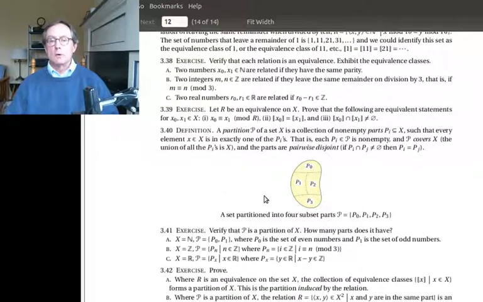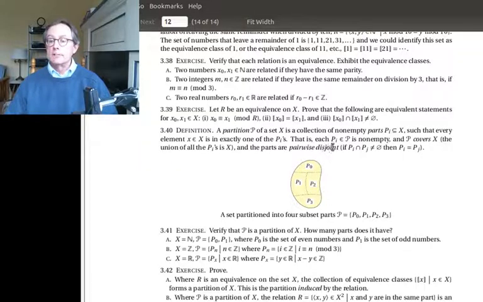Okay, so a partition of a set is a collection of non-empty parts. We're going to eventually think of those parts as equivalence classes. It says P sub i is a subset of or equal to capital X, so that every element little x in capital X is in exactly one of the P sub i's. Not 0 of them, not 2 of them, one of them.